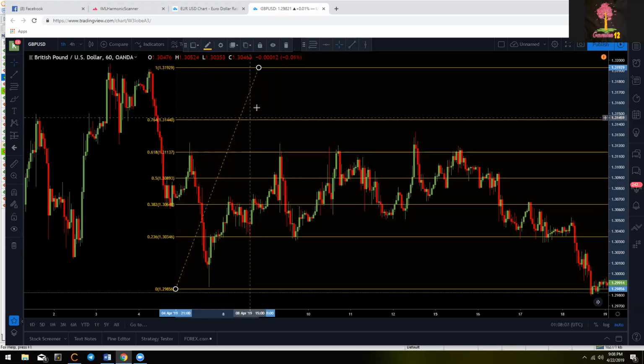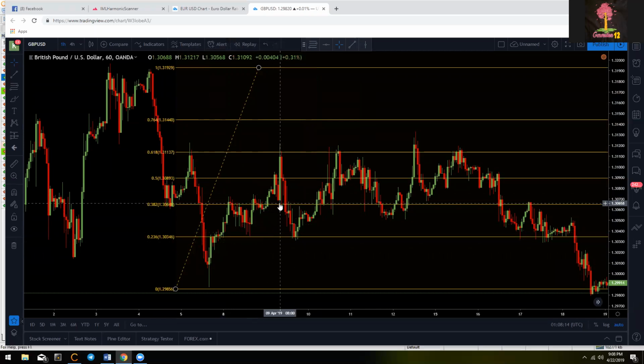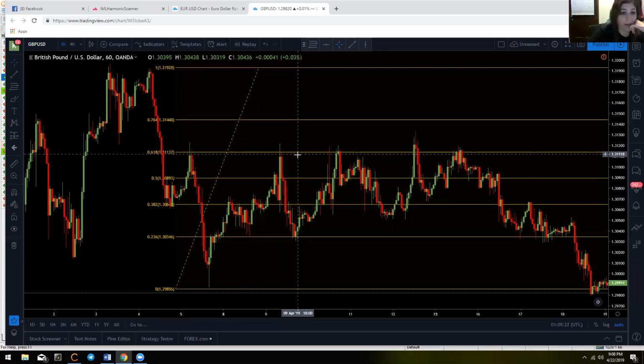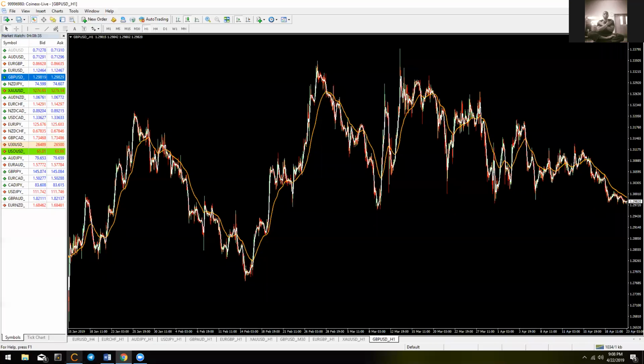So in all actuality, team, if she would have taken it at basically the 38, that would have been take profit 1. The 50% would have been take profit 2. The 61.8% would have been take profit 3. How easy is this to do in the MetaTrader 4? It's easier in the MetaTrader 4, on the phone or the computer.